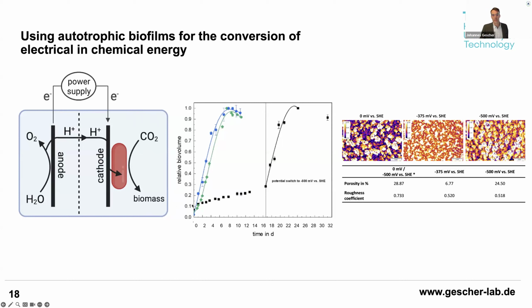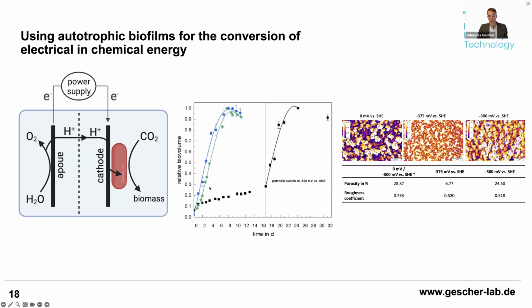What you see here is the relative biofilm volume over time growing on the surface of these electrodes. And we supplied either a potential of minus 375 millivolts versus standard hydrogen electrode or minus 500. And you see the biofilm grows equally well. If the potential is a bit too high, if we go to 0 millivolts, then the energy that we supply to the organism is not sufficient. So the biofilm does not grow, but as soon as we switch back to minus 500, it will start to grow.